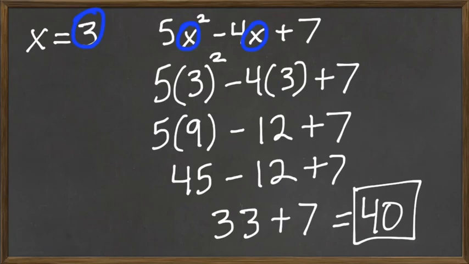Let's look at another example here. Here we already have it worked out. We have x equals 3, and again, we just plug them in. X equals 3 for each part. 3 squared, we get the 9. 4 times 3, we get 12. And we work that out right there. And we end up with 40. So that means that this expression is equal to 40 when x equals 3.